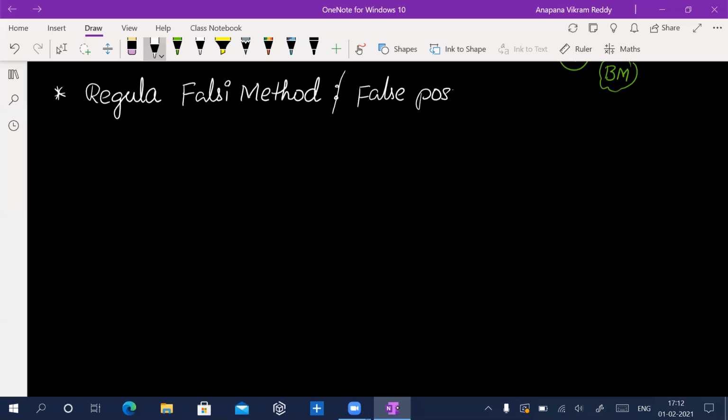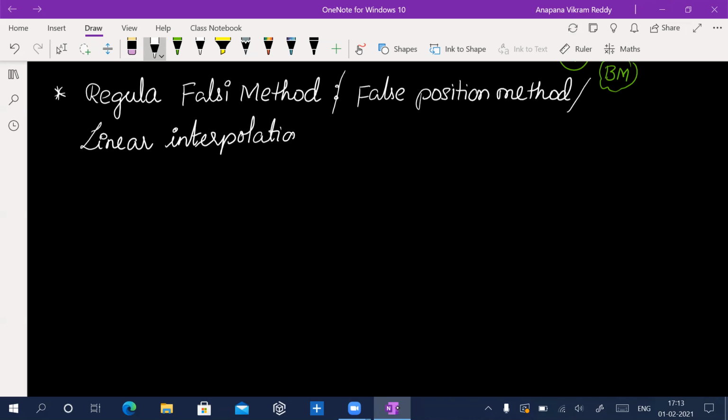The next method is Regula, not regular, Regula Falsi method, or I can say false position method. This is also a bracketing method, or I can say linear interpolation method. So, the Regula Falsi method. In Latin, this is the terminology given. In English terminology, you have the false position method or the linear interpolation method.